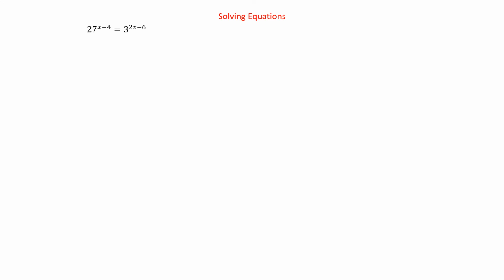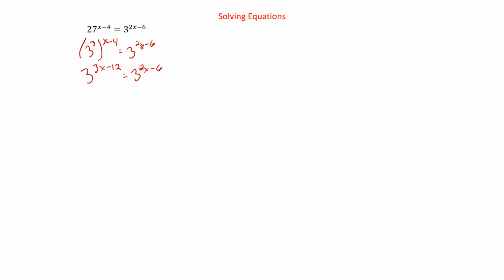So 27 is 3 to a power. 27 is 3 cubed. So we have that. Now we can use our power property. Remember, when we have powers of powers, we multiply. So we'll have 3 to the 3 times x minus 4. Make sure that we distribute. 3x minus 12 equals 3 to the 2x minus 6.